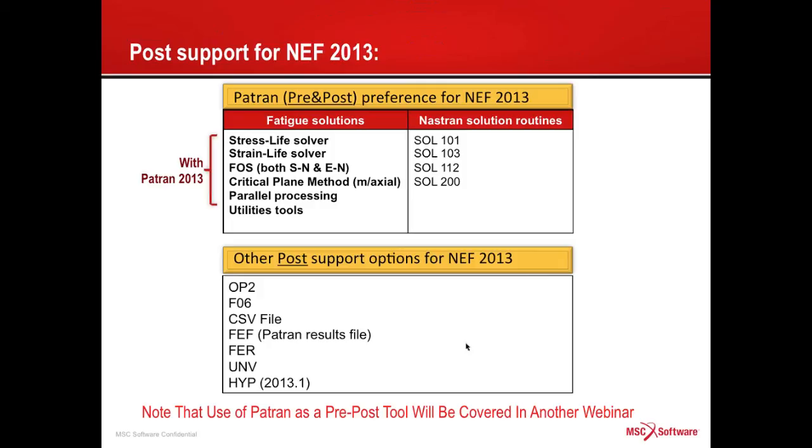For example, there is an FEF file that can be read into Metapost, Beta Systems Metapost. I understand that Beta Systems are already in the process of updating their systems to read the fatigue results in the OP2 file. That may already be done, so it may be that Metapost can read the fatigue results out of the OP2 file. So there are a number of options. There's also an HYP file that's being written once we release 2013 shortly, 2013.1, and that will be suitable for reading into the HyperWorks system.